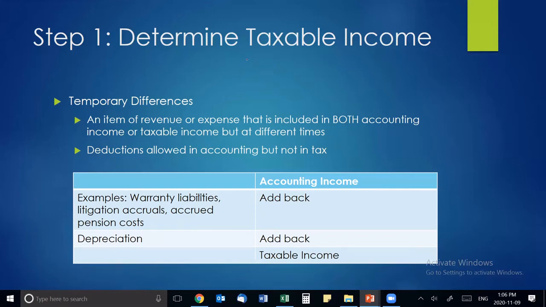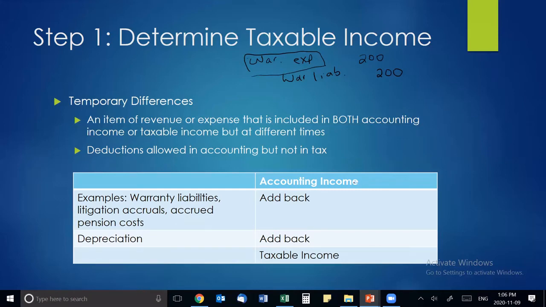So warranty liabilities. So at the end of the year, you have to estimate how much the warranty expense is going to be and set up a warranty liability. So you would have warranty expense, debit, and warranty liability credit. Let's say $200 this time. Okay. So this is going to show up in the income statement because we have an expense. So the expense is going to decrease this accounting income.